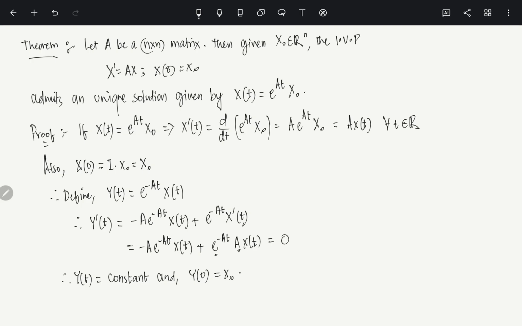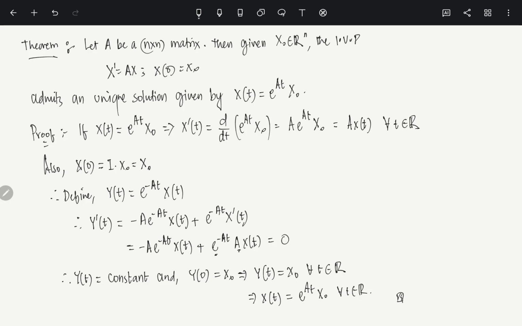Okay, so if this is x naught, then that will imply y of t is always x naught, right? x naught for all t in R. And then we can actually say what y of t is. It is x of t, which is nothing but e to the power At times x naught. Okay, so this is proved. So this holds for all t in R.